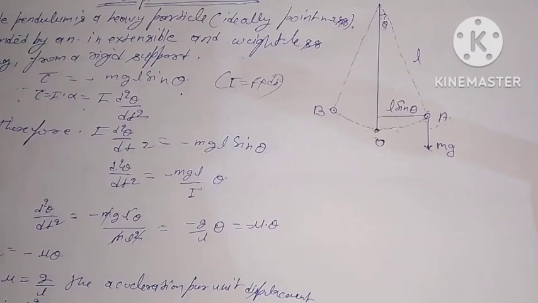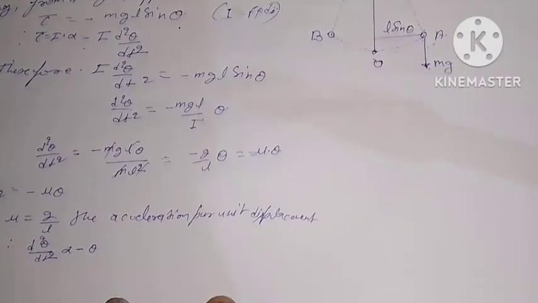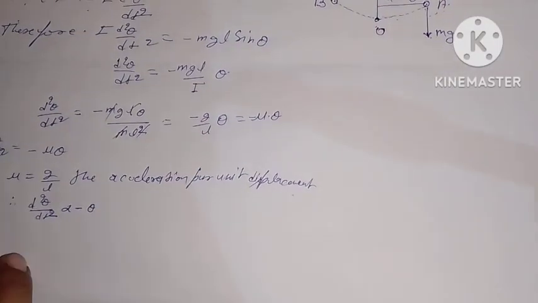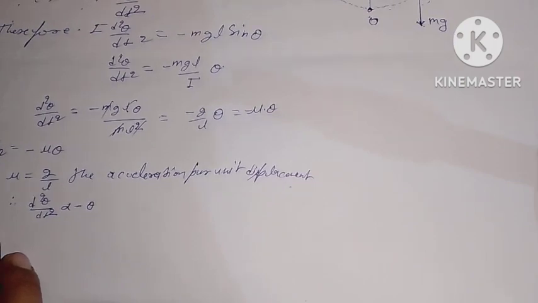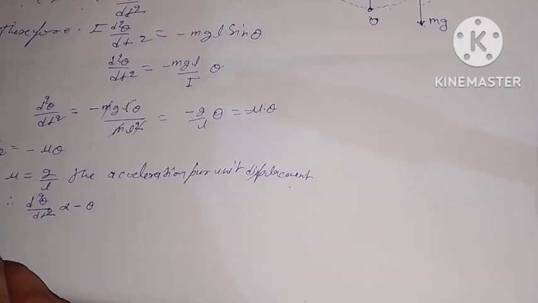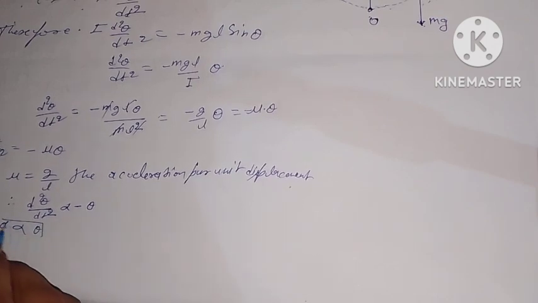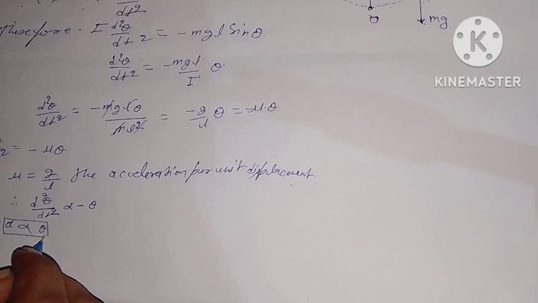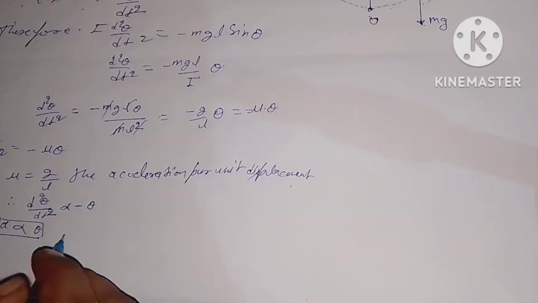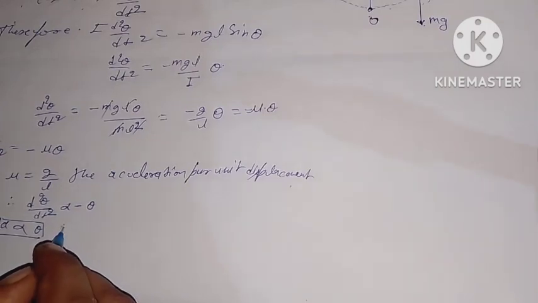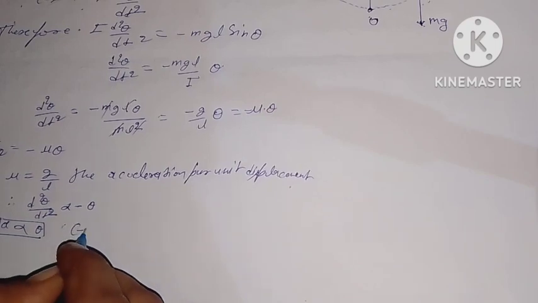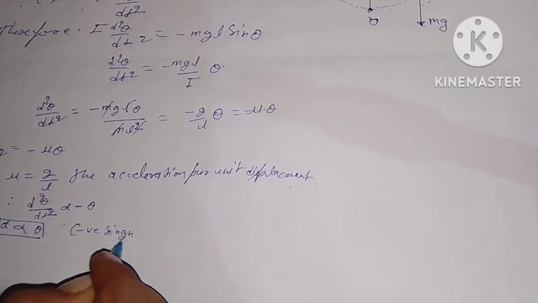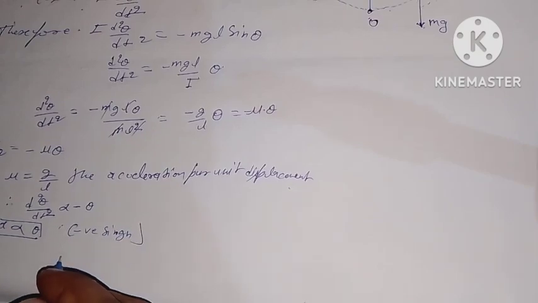Thus the angular acceleration of the bob, alpha, is directly proportional to its angular displacement and is directed towards its mean position, because of the negative sign.